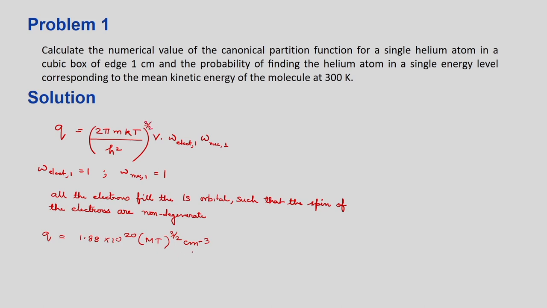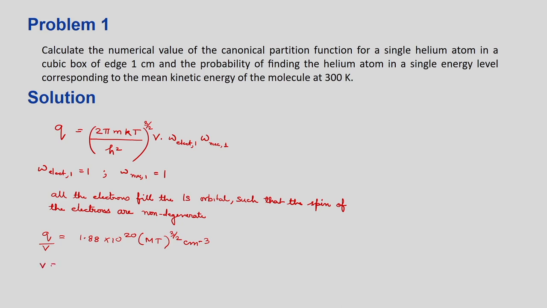So, it is 3 by 2 into centimeter minus cube. So, this takes care of all the constants. Now, this m I have taken outside, and that is why this 3 by 2 comes here. M and t both have been taken outside, 3 by 2, and you know this m is the molecular mass in grams, t is in Kelvin. So, you have to find out, but this is centimeter minus cube. So, it is q by v. So, now you have to find out what is V.